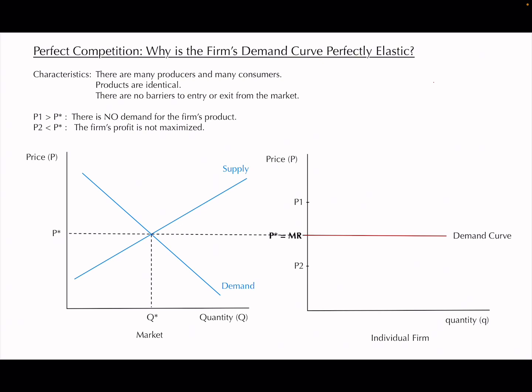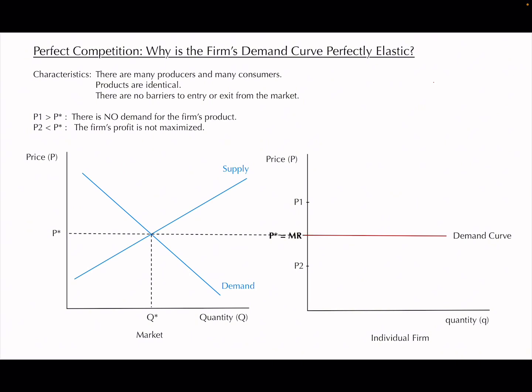Now, let's take a look at the graph on the left. This graph shows the entire market in perfect competition. We can also see where the supply curve crosses the demand curve. At this equilibrium point, we can find the equilibrium price, which is P star, and the equilibrium quantity, which is Q star. Now, you can see that P star continues through the graph of the market into the graph on the right, which is the graph for an individual firm.